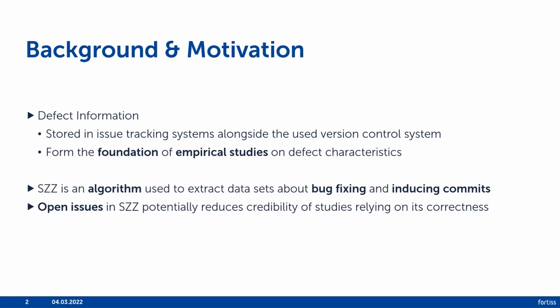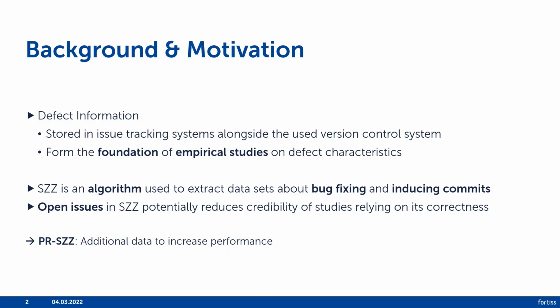SZZ is the standard algorithm used to extract these data sets about bug fixing and bug inducing commits from the version control system by first finding the fixing commit for a bug ticket and then tracing the bug introducing commit from there. Open issues in SZZ potentially reduce the credibility of studies relying on its correctness, and therefore we propose PR-SZZ, a new version of SZZ using additional development workflow data to increase the algorithm's performance.